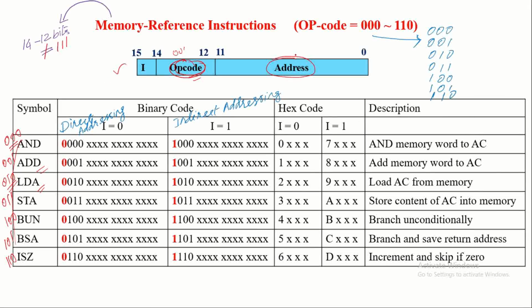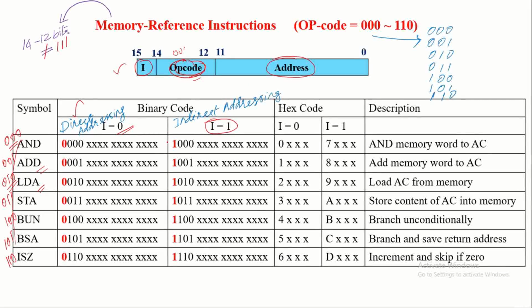As we just discussed, the address part of the instruction can contain a direct or an indirect address, and which of the two it contains is determined based on the I bit value. If the I bit value is set to 0, the address part contains the direct address of the operand. If the I bit value is set to 1, then the address part contains the indirect address of the operand.